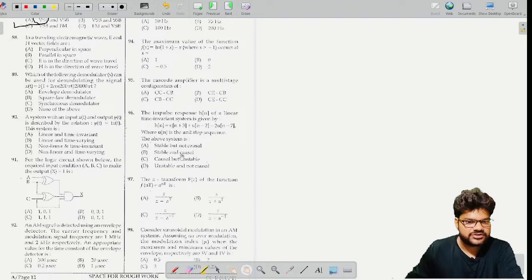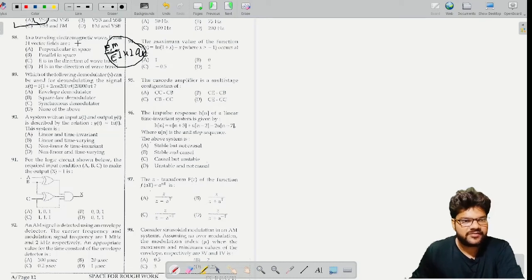Next question is question number 88. Again this is a theoretical question. If an EM wave is traveling, we know the electric field is perpendicular to the magnetic field, which is perpendicular to the direction of propagation, right? So all these three are perpendicular to each other. In the question, in a traveling electromagnetic wave, E and H vectors are perpendicular in space, right? So option A will be correct.